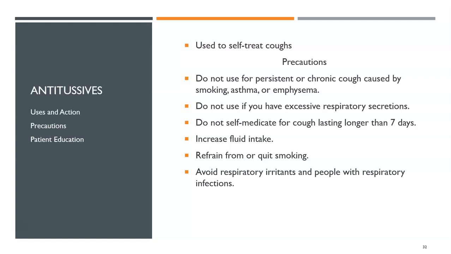That's a problem. Also, if they have excessive respiratory secretions, you don't want to give them an antitussive and stop that. You want them to be able to get all of that out of their lungs. So you don't give an antitussive. Tell your patients don't self-medicate for a cough over 7 days. If they're still coughing greater than 7 days, and yes, we say the cough is the last thing to go away, but this is a patient who hasn't seen you, they need to come and see you.